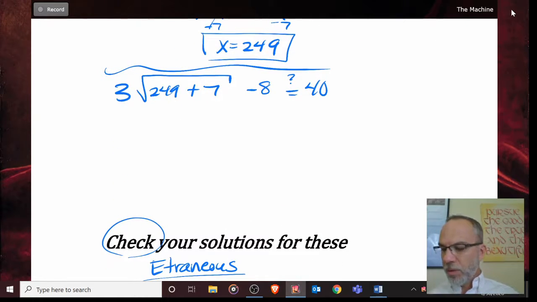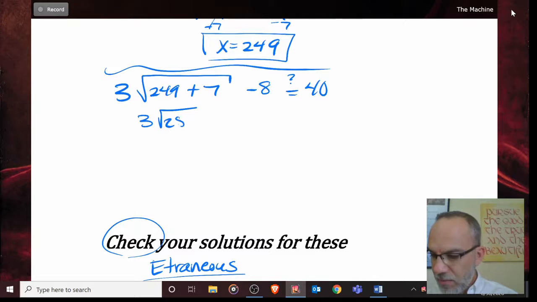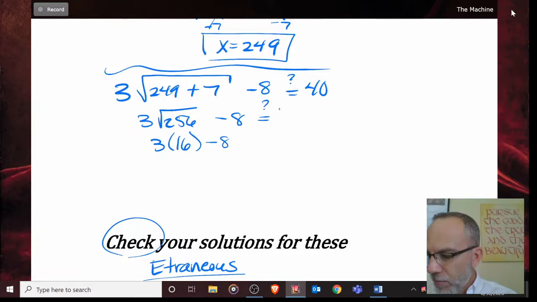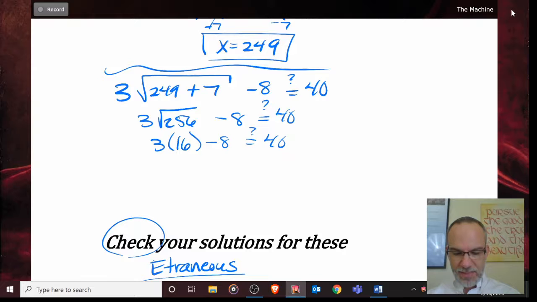Okay, so what's 249 plus 7? I feel like I just did this, but I'm going to make sure that I get it right. 256. This is going to be 3 times the square root of 256, then minus 8. So what's the square root of 256? I bet it's 16. Yeah, 16. Is 3 times 16 minus 8 equal to 40? 3 times 16 equals 48, minus 8. Does that equal 40? Yes, it does. Okay, so this one actually works.